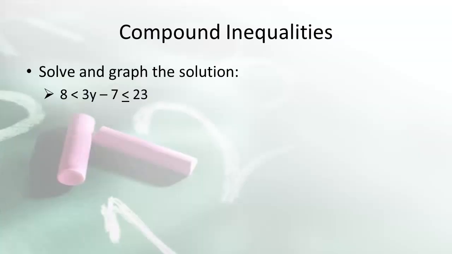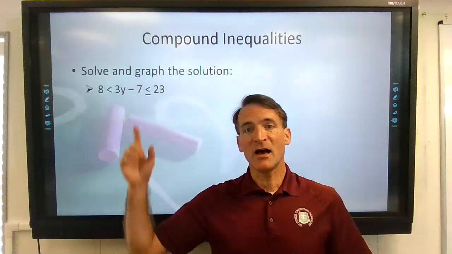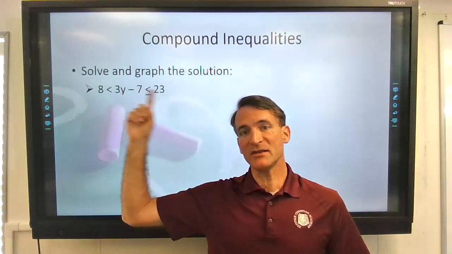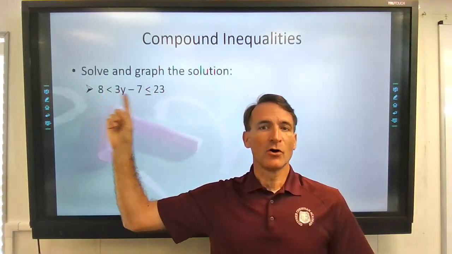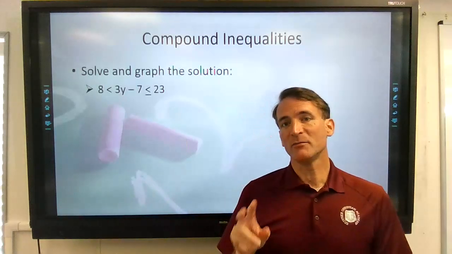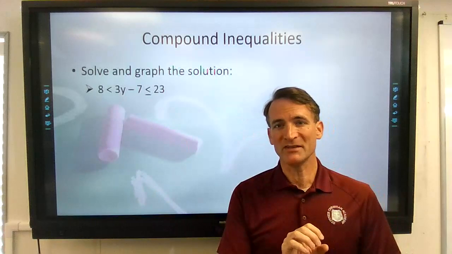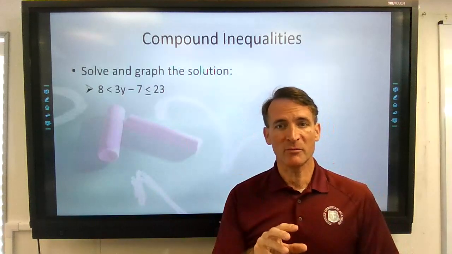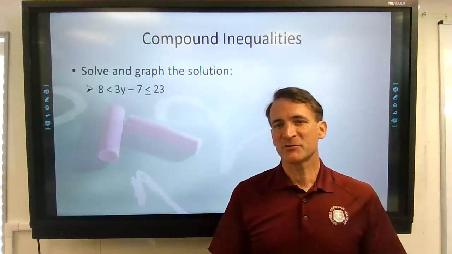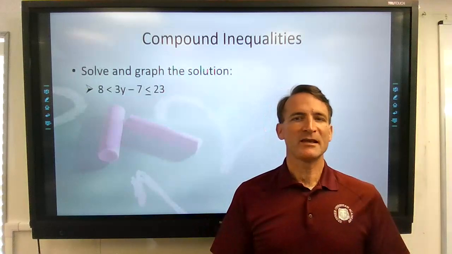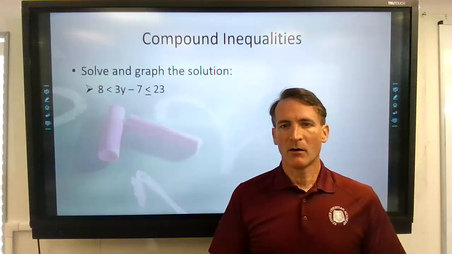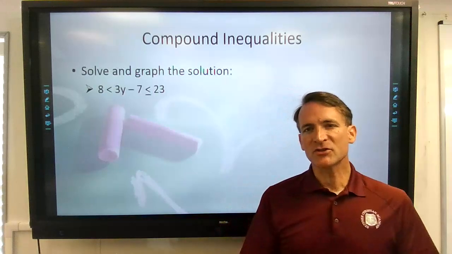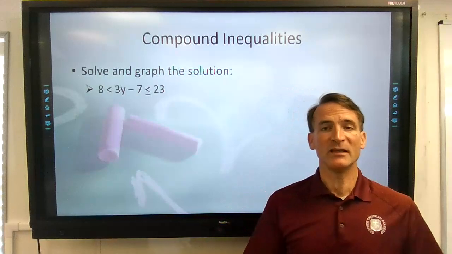So here's an example of one. We have 8 is less than 3y minus 7, which is less than or equal to 23. This is compound because we have two inequalities in this one expression. And so what I think is the easiest is to break them into two separate inequalities. Some people prefer just to solve it by not doing that, but I find, especially when you first start out, the number of mistakes that are made trying to do it that way are dramatically more. So at least to start out, I'd like you to break them up into two different inequalities.